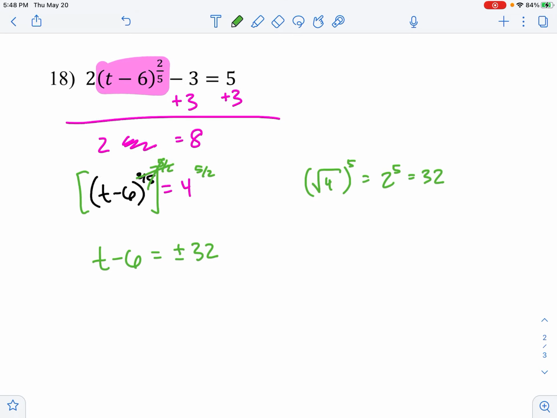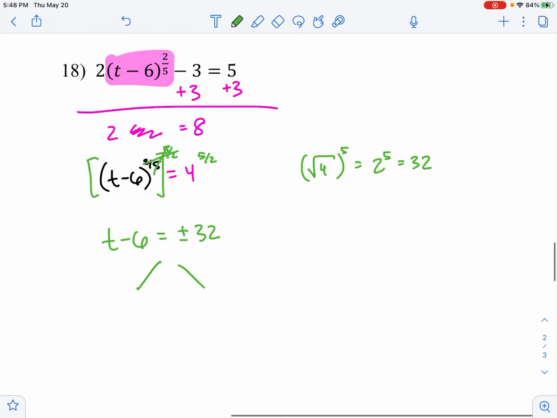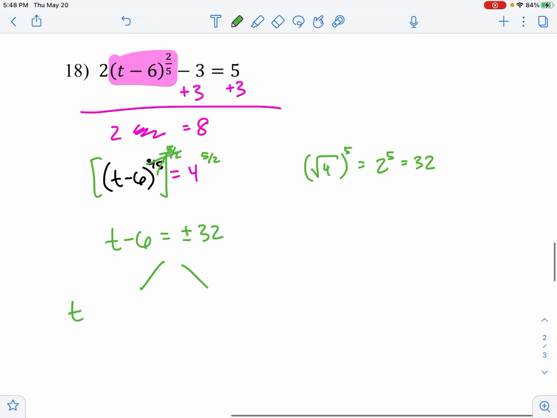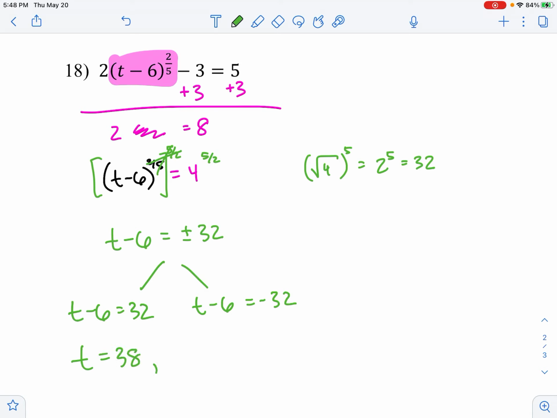I like thinking about these separately. I'm going to write 2 separate equations. I think it's easier. T minus 6 equals 32. T minus 6 equals negative 32. If I add 6 to both sides, I'm going to get that t is 38. Over here, if I add 6 to both sides, I'm going to get that t is negative 26. I think it's helpful to rewrite it so that you have both of those answers.